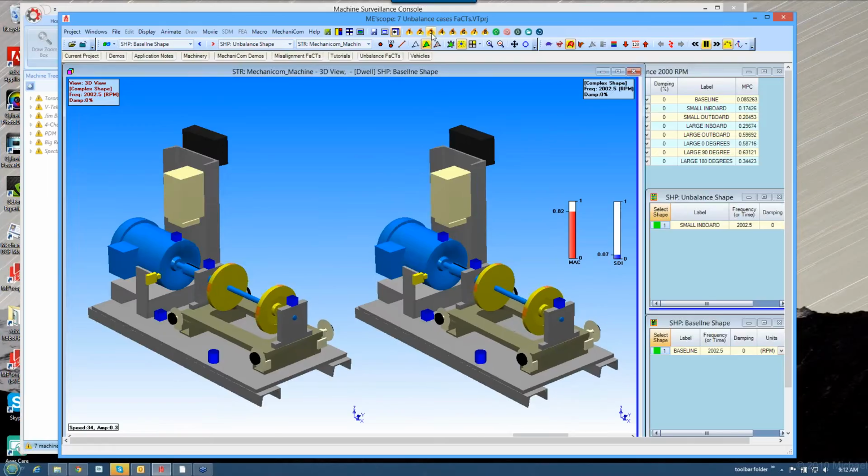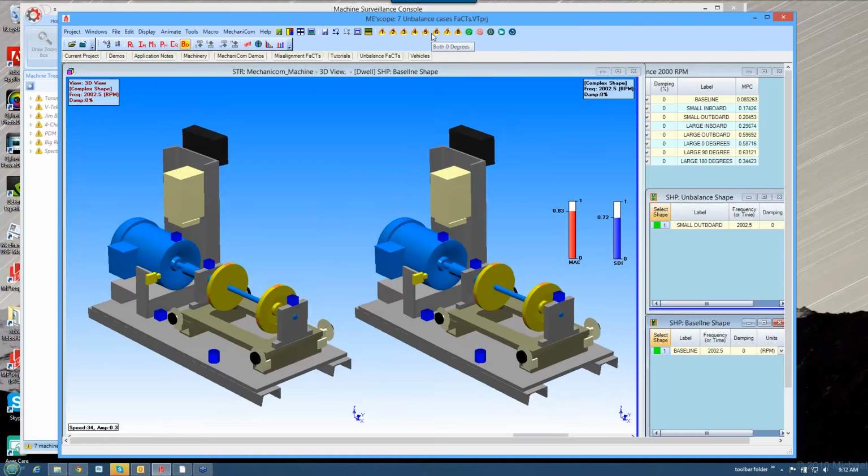Let's go to the next case here. This is the large or the small outboard. So this one was number 3, small outboard. Now you might think small outboard would cause a larger change, but in fact the MAC value is about the same for this case between the balanced and unbalanced, and the SDI typically will always be less than the MAC because it's looking at actual differences in magnitude.